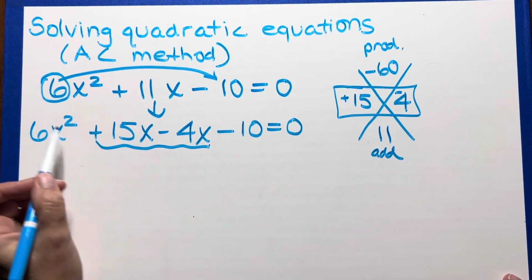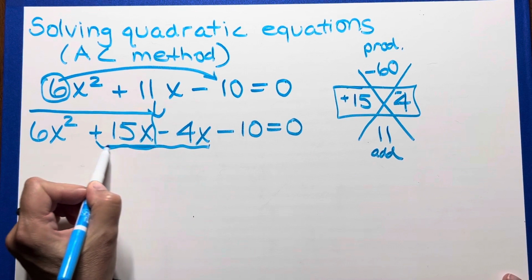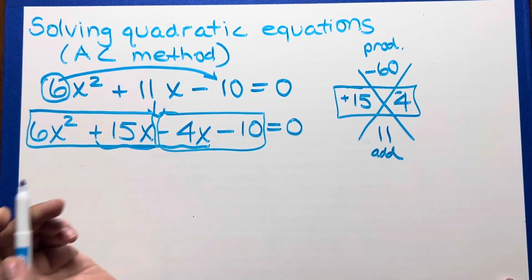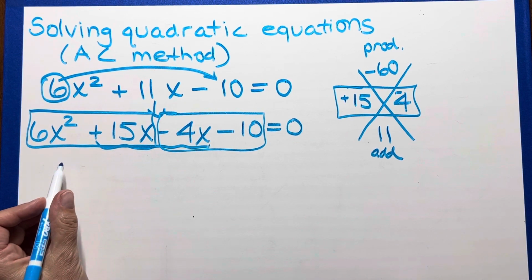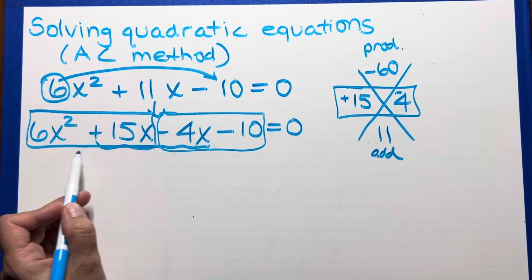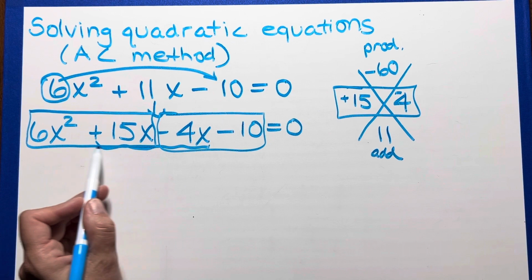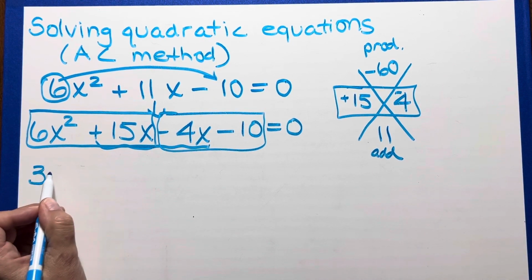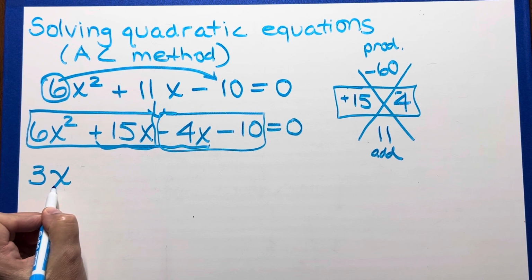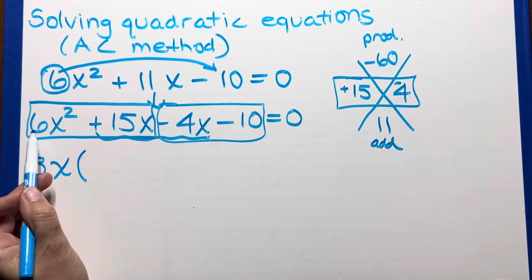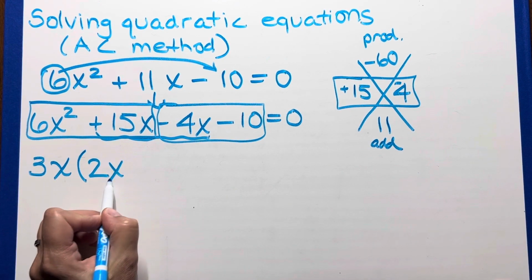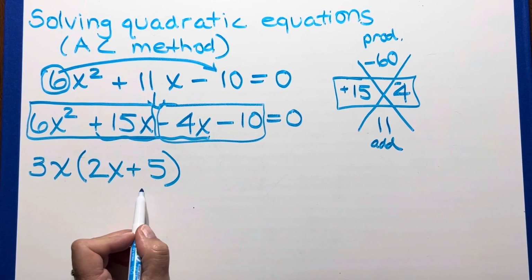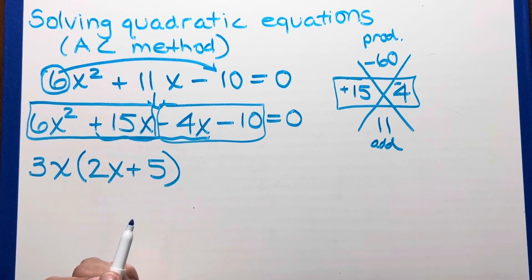And what I'm going to do is use grouping. So I'm going to group these first two, and I'm going to group these last two. And for each of these, I'm going to look for a GCF. So in my first two terms, I can definitely factor out a 3 and an x. What's left is a 2x for the first term and a plus 5 for the second term. Okay, so this is done.